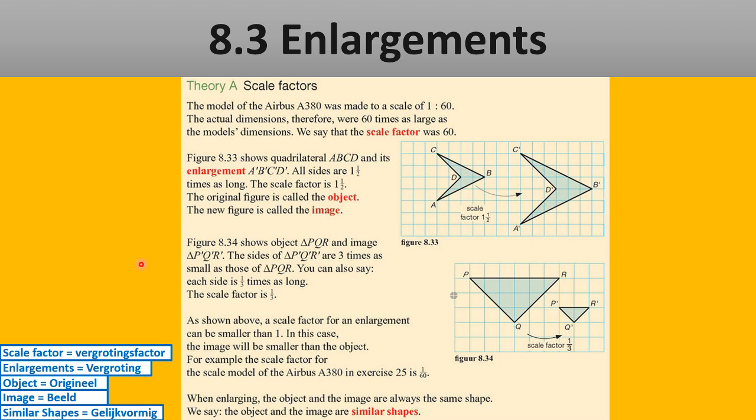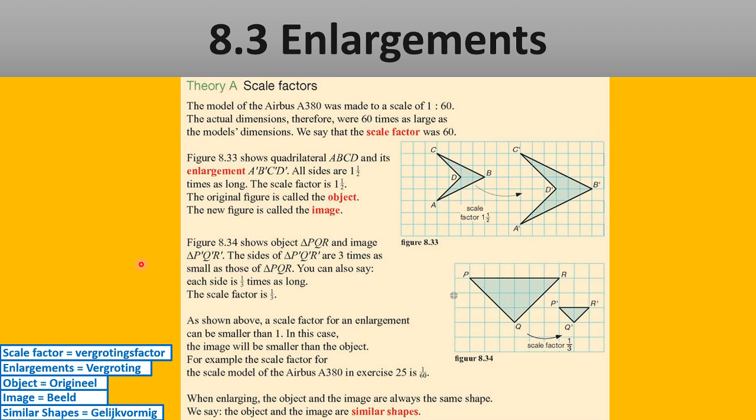Good day everyone. I think 8.3 marks a bit of a change in this chapter, because the first two paragraphs were all about calculating volumes. From now on, the last three are more about enlargements, and that's also what this chapter is called after.